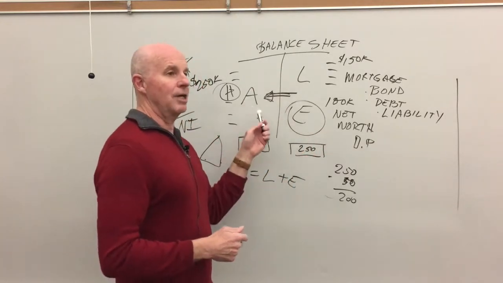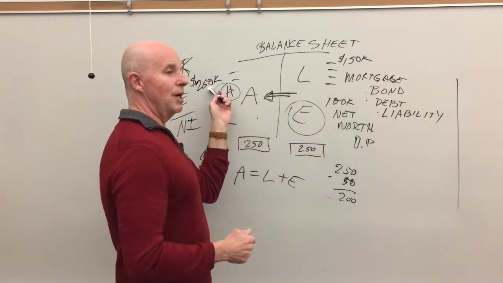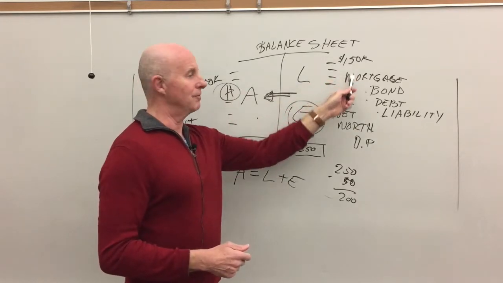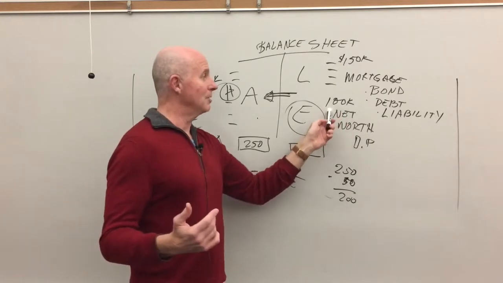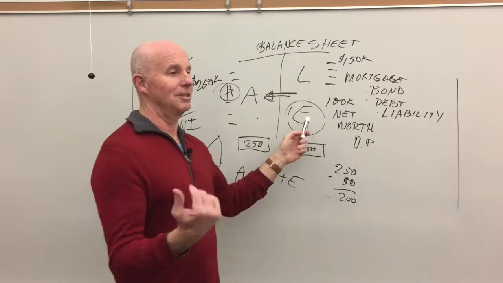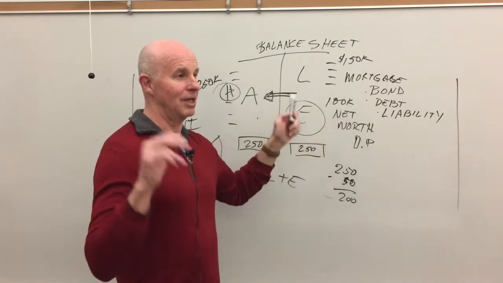Same thing with a house, right? What do they call this number? If the house is worth 250 and you've paid down the loan and it's 150, this number is called homeowner's equity, right? And you can borrow against that. You shouldn't, but you can get a homeowner's equity line of credit or something. That's based on how much equity you have, right?